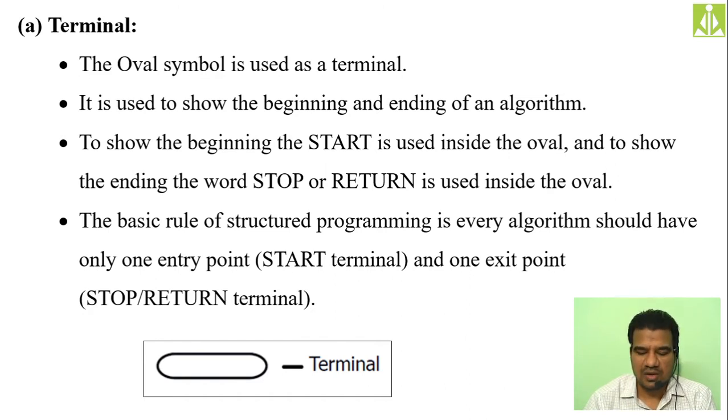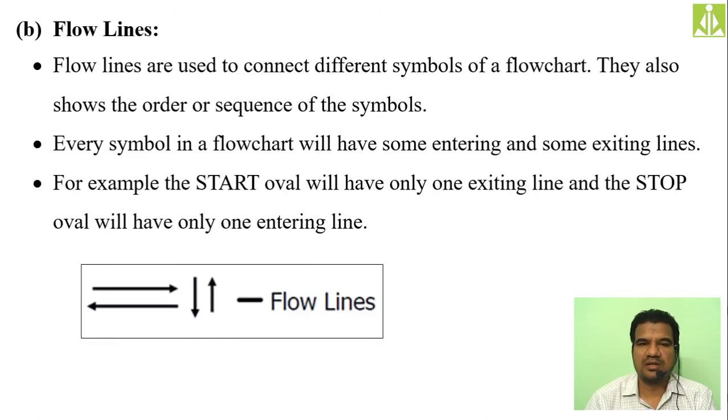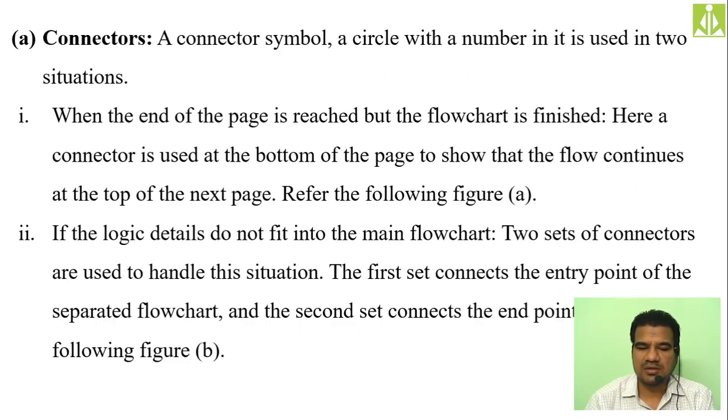If it is a subordinate flowchart, like a module flowchart or a function flowchart, then we simply put the last terminal symbol as return. The second type of auxiliary symbol, the flow lines, is used to connect the different symbols inside your flow chart. We said the start symbol will not have any entry lines and only one exit line, and the stop terminal will have only one entry point and no exit lines. Like this we discussed flow lines.